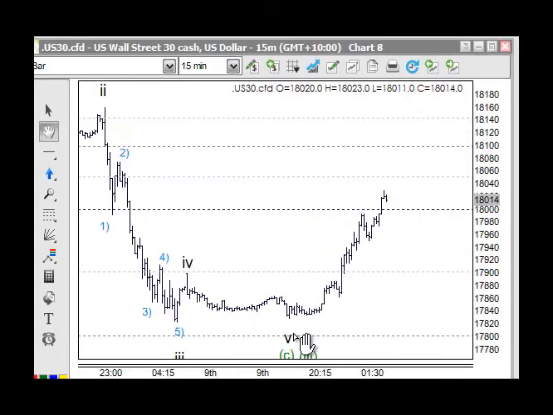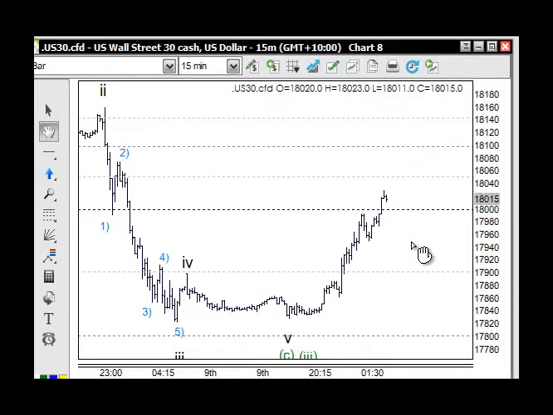This little move in here is a nice little impulse wave unfolding, but as I mentioned, expect some type of corrective here, something to rebalance this move. So just be a little bit patient for that to settle in and move into the next session.